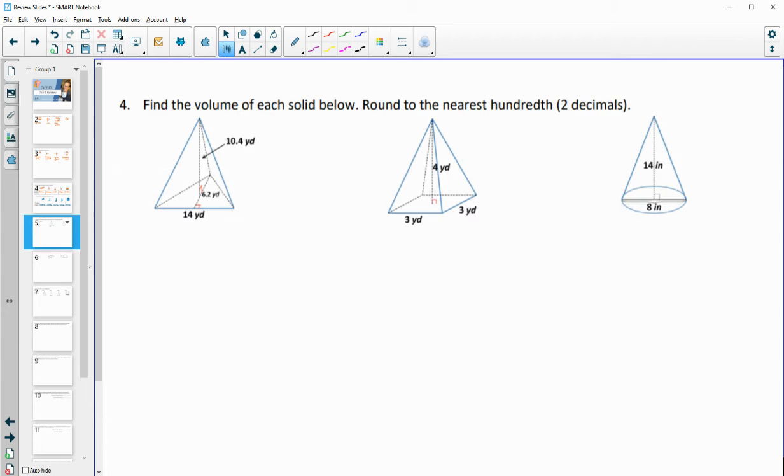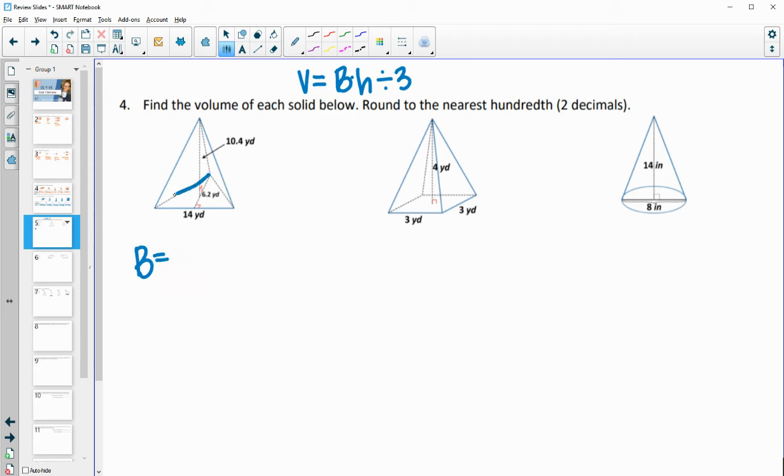Number 4, find the volume of each solid, round to the nearest hundredth, 2 decimal places if necessary. So for any three-dimensional shape that goes up to a point, remember the volume formula is area of the base times the height and then divided by 3. So we're going to want to find the area of the base shape first, depending on what that base shape is.